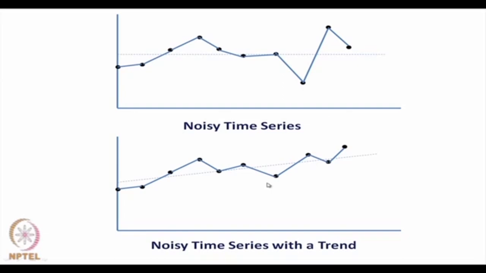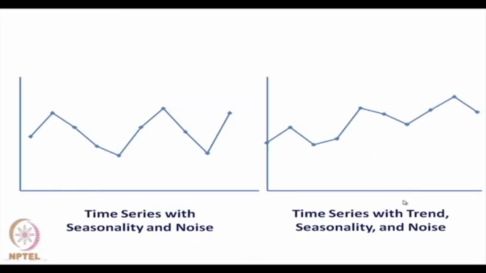Now, come to this particular time series. In this case, we can see that there is a long term trend over and above the average. The average is somewhere here, but there is a trend, or if we take this as the intercept A, then there is a trend here, and on top of that there is a noise associated with this. So, this is a noisy time series with a trend.